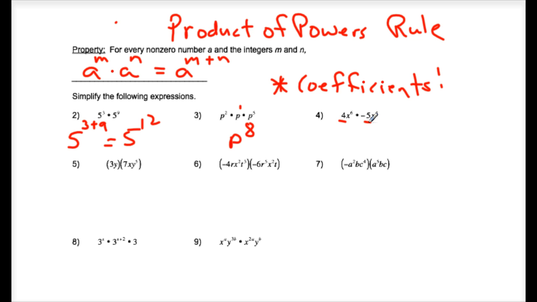Are the 4 and the -5 exponents or coefficients? Coefficients. Guess what you do with coefficients? You multiply them. You multiply those negatives together, so it's gonna be 20 x to the 10th power. Are you there?